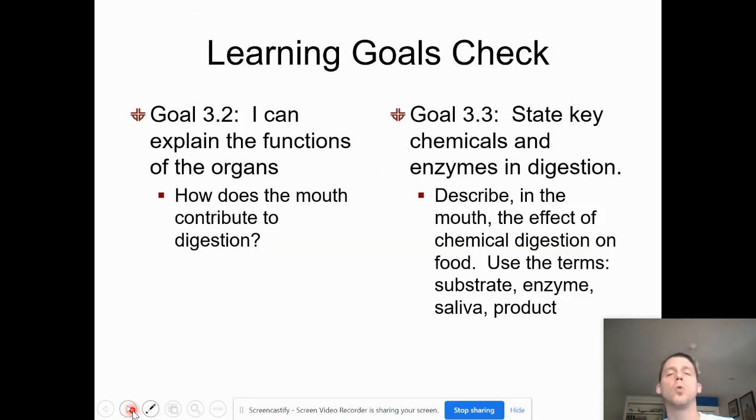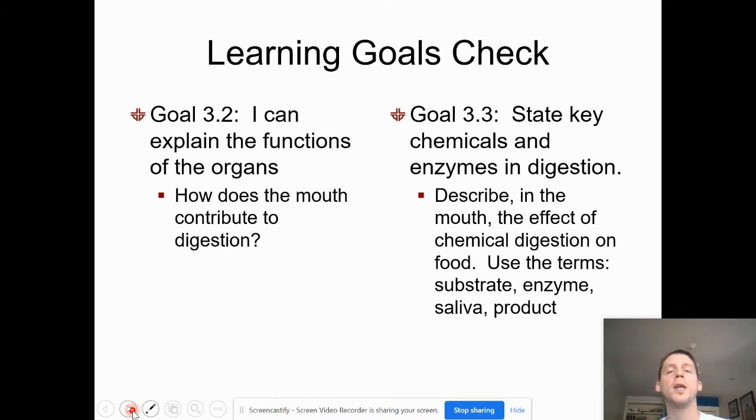All right, so a few questions to review. How does the mouth contribute to digestion? And then question 2, what are the key chemicals and enzymes in digestion? Describe in the mouth the effect of chemical digestion on food. Use the terms substrate, enzyme, saliva, and product, and answer those questions now.